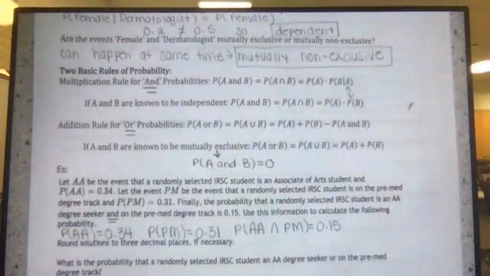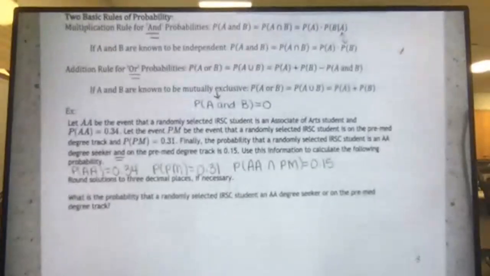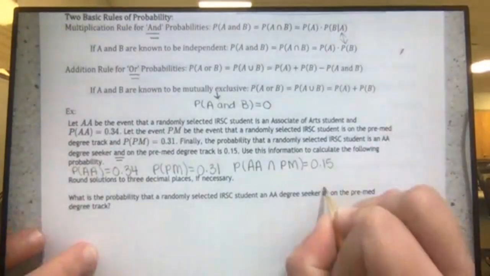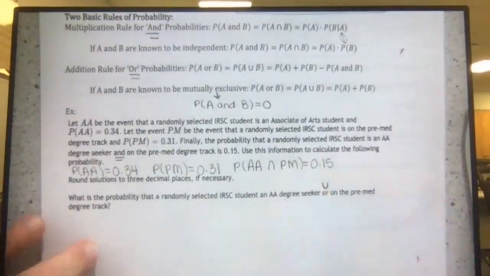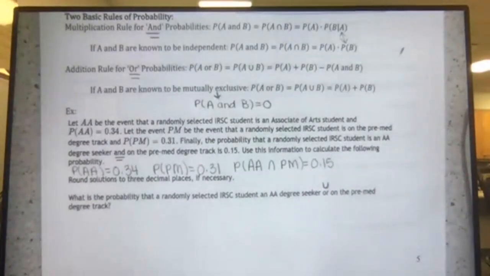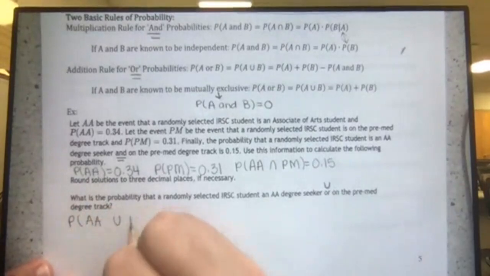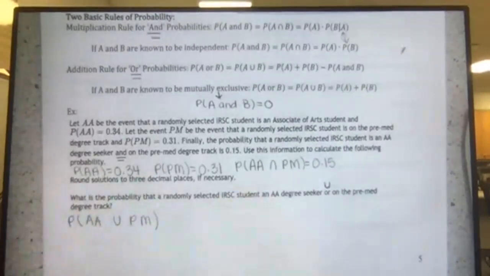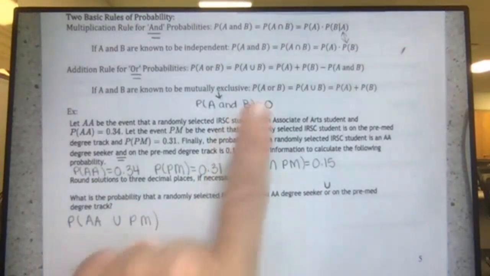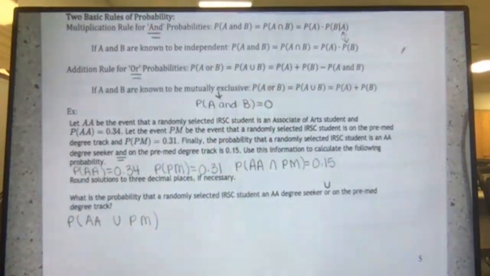Use the information to calculate the following probability, round to 3 decimal places as needed. So what is the probability that a randomly selected IRSC student is an AA degree seeker, or remember ors are union symbol, on the pre-med track? So probability of AA or pre-med. So that means we're going to use our or formula.